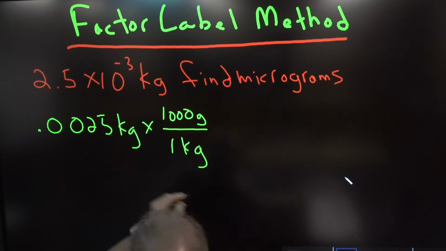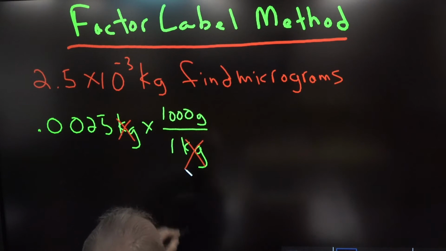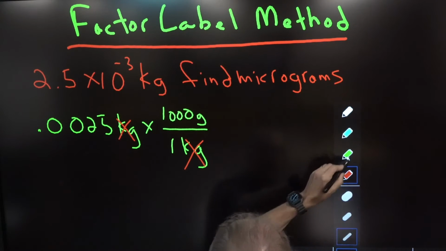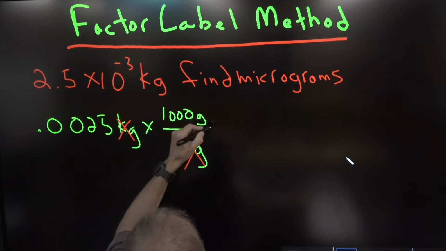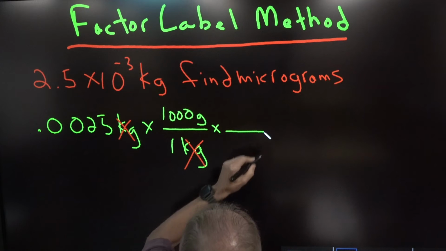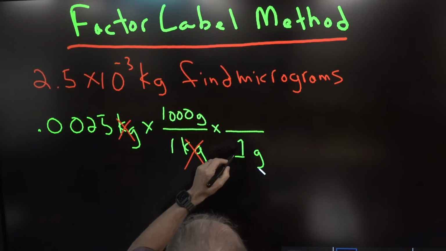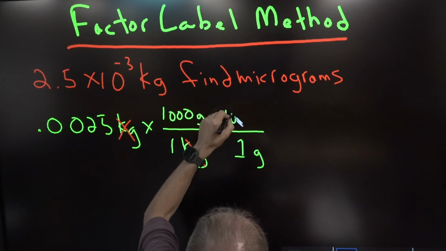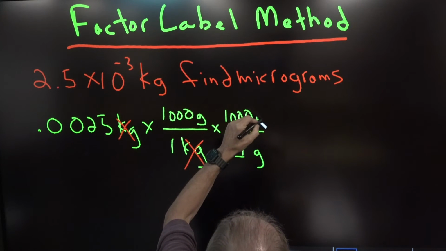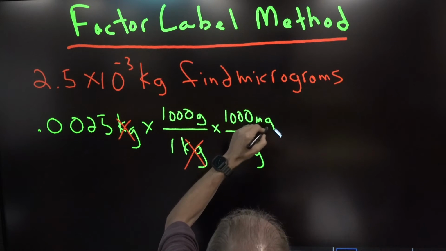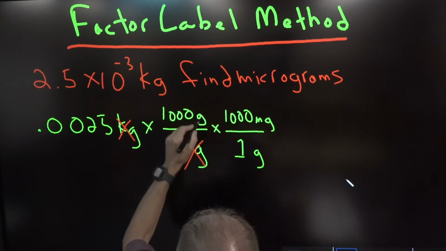So now our kilograms blow out. The next thing we have to do is get out of grams. Times 1 gram is 1,000 milligrams. So now we can blow out of grams.